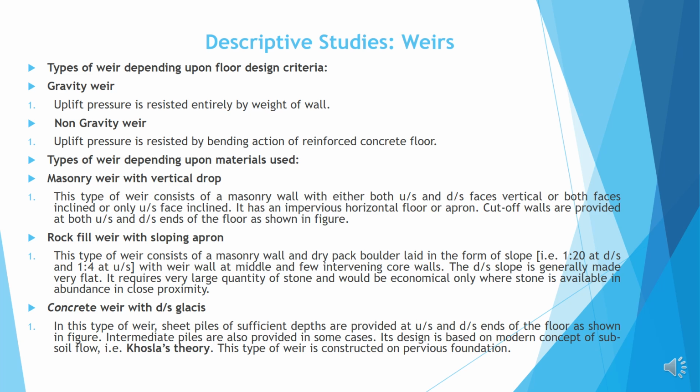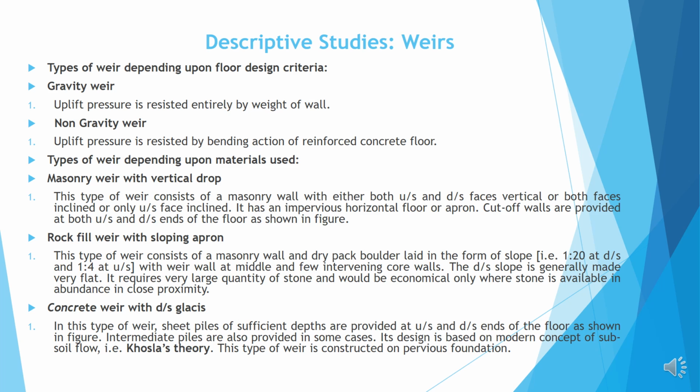Types of weir depending upon materials used. Masonry weir with vertical drop. This type of weir consists of a masonry wall with either both upstream and downstream faces vertical, or both faces inclined, or only the upstream face inclined.